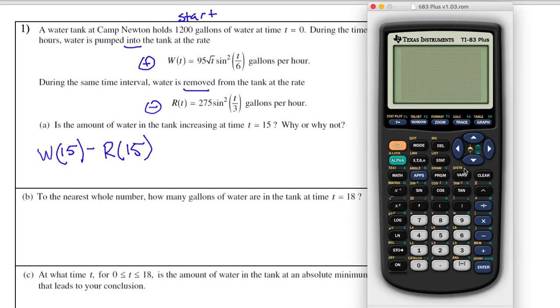The way that I can do that is using my y3 function. So I said VARS, right, enter 3, y3 of 15, put that in parentheses and hit enter, and that is a negative 121. I don't care what the number is. I just care that it's negative.